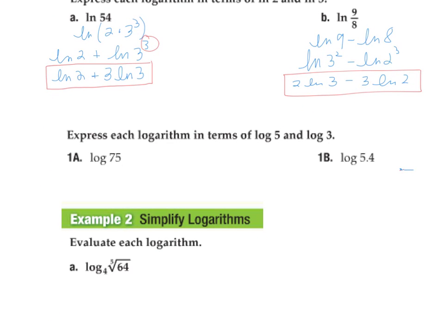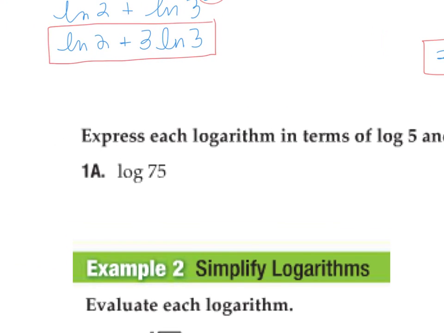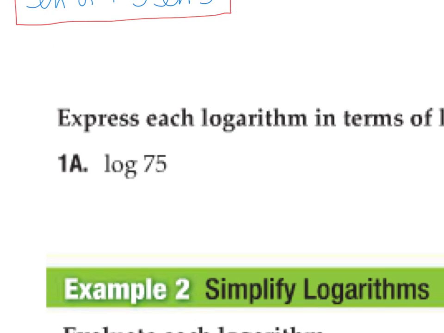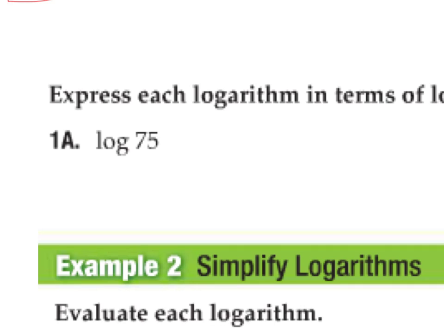Okay, and then I've got a couple of, obviously I intended to have you guys do this, but I'll just show you the answer and you can kind of, at least for the first one, and 1B I will show you how to do that because that's a little bit different. But for 75, I want it in terms of 5 and 3.